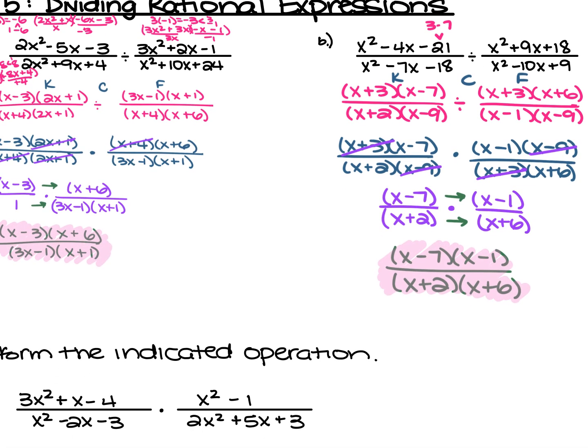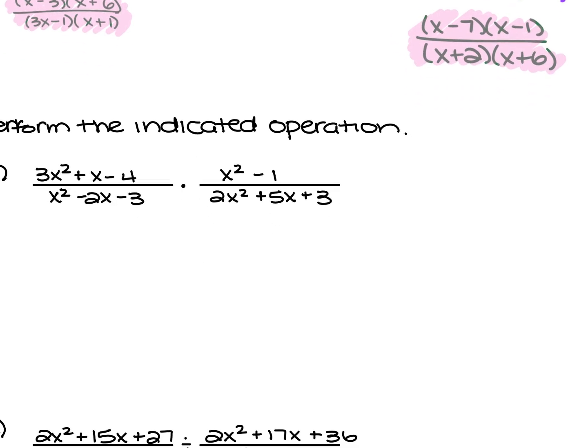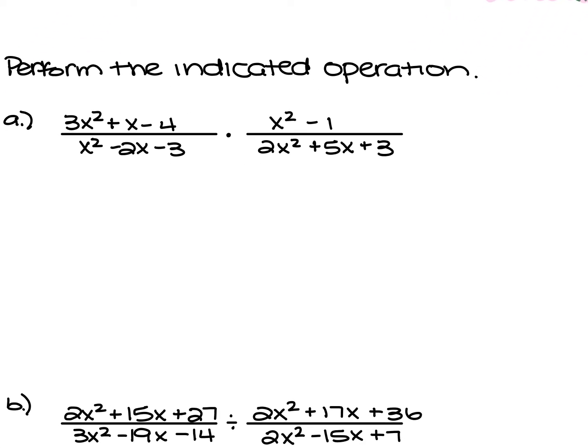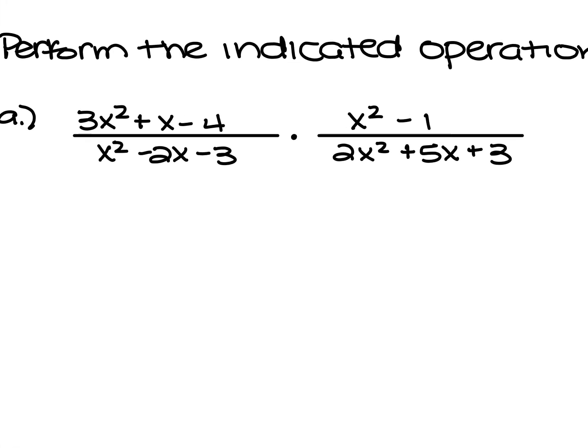For our next set of examples, we're just performing the indicated operation. For example A, you're given 3x squared plus x minus 4 over x squared minus 2x minus 3 times x squared minus 1 over 2x squared plus 5x plus 3. On the top of the first fraction, you have an a that's something other than 1. So we're going to multiply 3 and negative 4. That gives us negative 12.